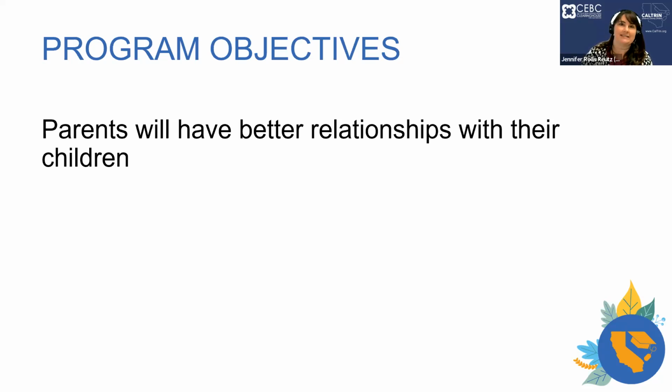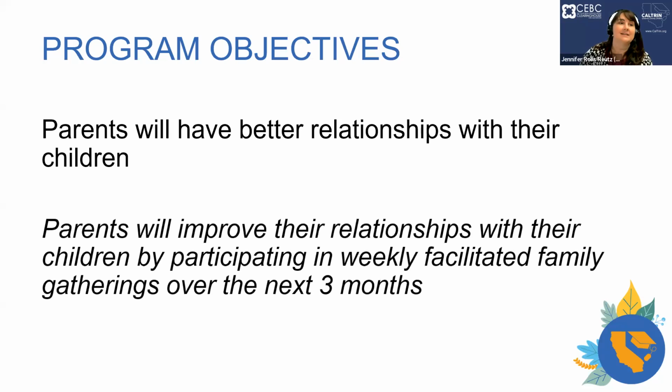What's it missing? Is it specific? Is it measurable? What do we mean by better relationships? How are we going to do this? So let me show you an example of an objective that's more SMART. So rather than just saying parents will have better relationships with their children, we're going to say something like parents will improve their relationships with their children by participating in weekly facilitated family gatherings over the next 3 months.